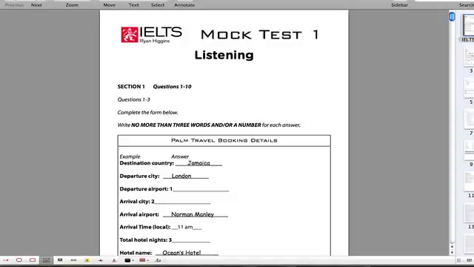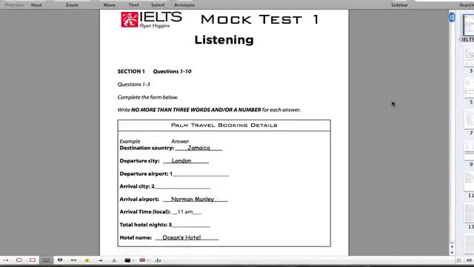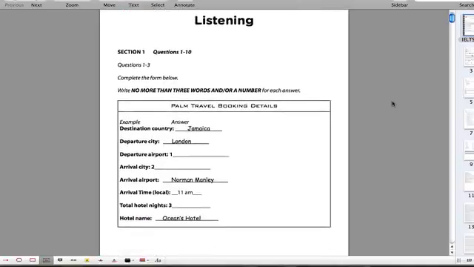You will hear a conversation between a travel agent and a customer. First, you have some time to look at questions 1 to 3.